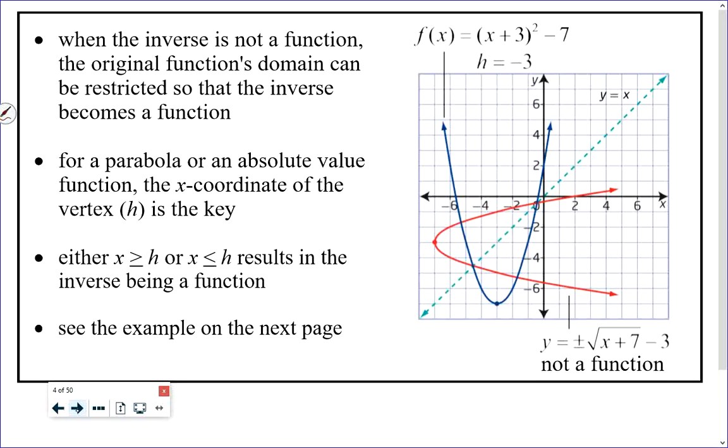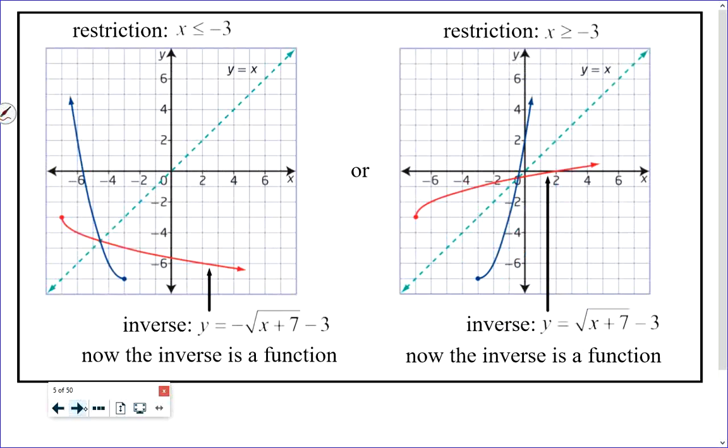So to restrict the domain, we could just say, since the center part of this parabola was at h, which is negative 3, you could say x is less than or equal to negative 3, which leaves only this half of the parabola, which would mean since there's a left half, the inverse will have a bottom half. Left is negative, bottom is negative. Or you could say, I'm going to go with x is greater than or equal to negative 3, in which case there's only a right half, which means the inverse will only have a top half.